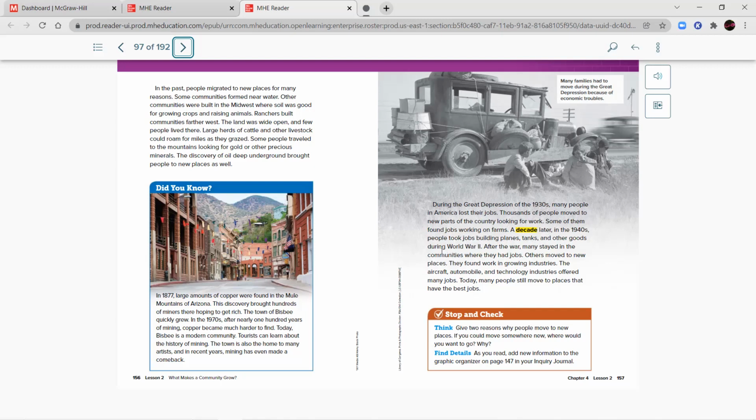Others moved to new places. They found work in growing industries. The aircraft, automobile, and technology industries offered many jobs. Today, many people still move to places that have the best jobs.